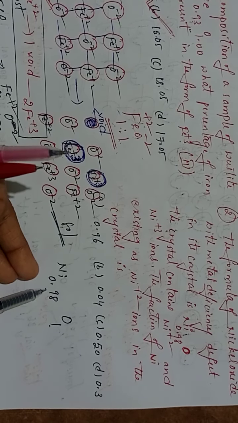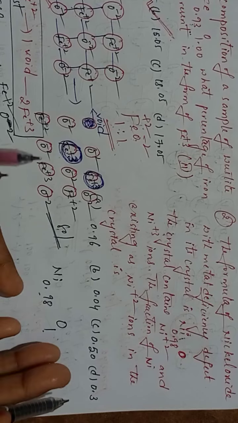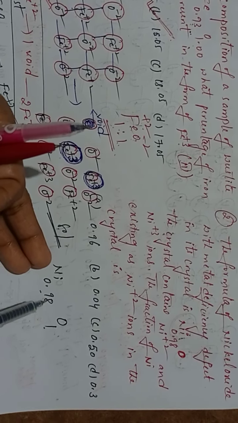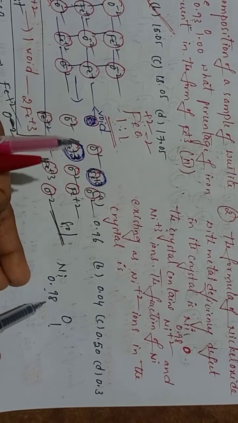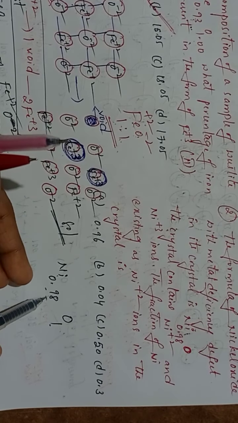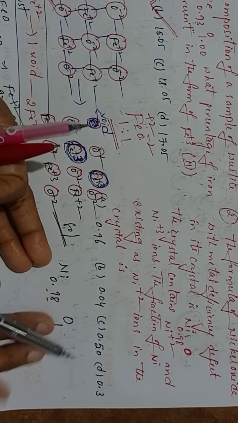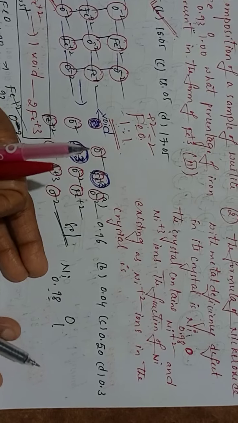This is 1, it is less than 1. That's why it is a non-stoichiometric defect. It is a metal deficiency defect, because this is the metal and it is less than 1. Are you following? Nickel 0.98, oxygen 1.